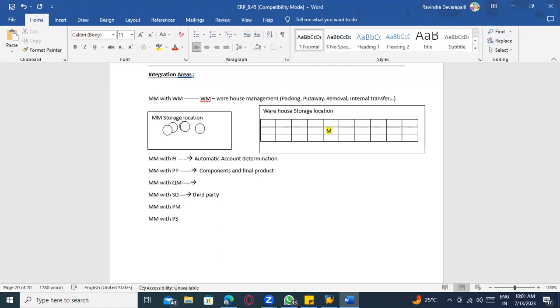SD people connect with MM, right? What is the meaning of SD? What is the meaning of third party process? What is the meaning of third party procurement process?